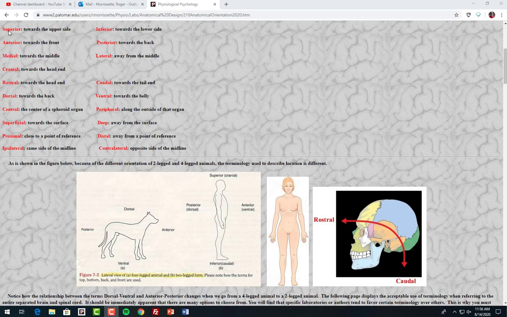So let's start with the first two, superior and inferior. Superior means up, inferior means down. Superior up, inferior down. And again, when you're writing these sentences that you're going to have to do, you can't just say Bob's hair is superior. You have to say Bob's hair is superior to his waist. That means it's above his waist. You have to have a point of reference when you're doing this, okay?